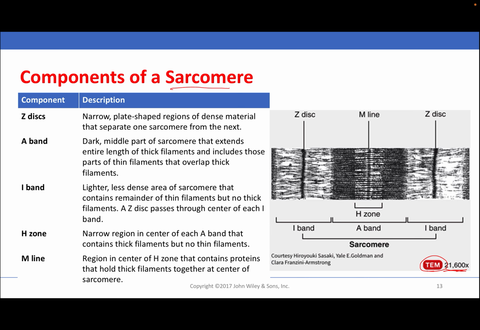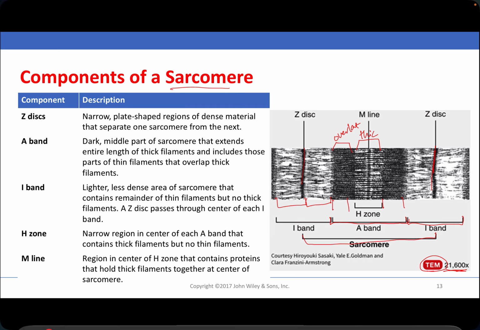So of course here we've got our Z discs, forming the bounds of our sarcomere. We've got our I band, which is going to be light fibers only. We've got our dark A band, which is going to contain our zone of overlap, which we see here, and our H zone, which is just thick only. The zone of overlap is going to have thick and thin, and then our I band, which is going to span the Z disc, is going to be light only.